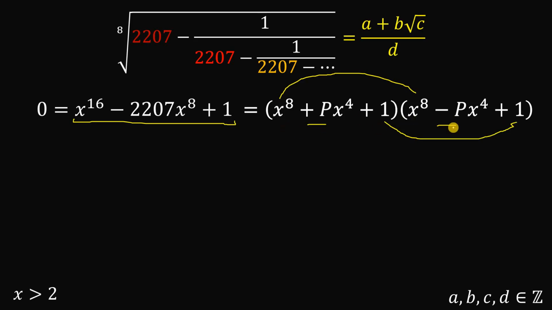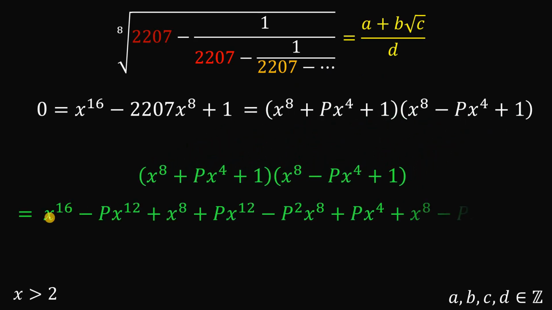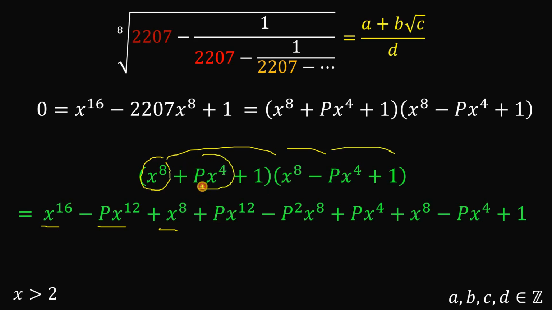So now, what will happen if we multiply these two factors? Let's get these factors, then multiply them. If we do that, we get x^16 minus px^12 plus x^8; so x^8 multiplied to these three terms. Next, we have px^4 multiplied to these three terms also, so we have px^12 minus p^2x^8 plus px^4. And the last one, multiply 1 to these three terms, so we have x^8 minus px^4 plus 1.